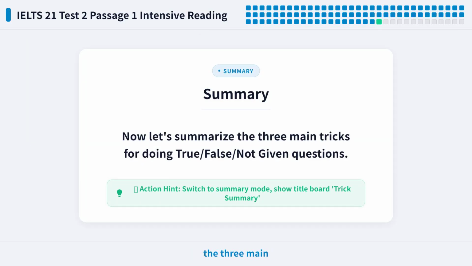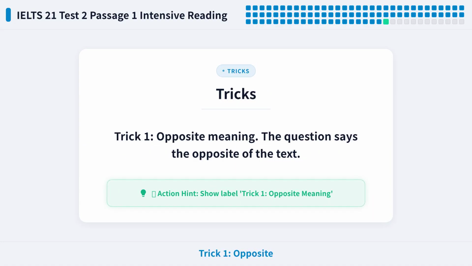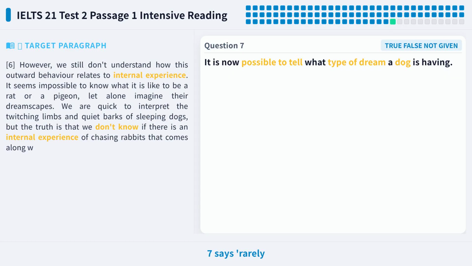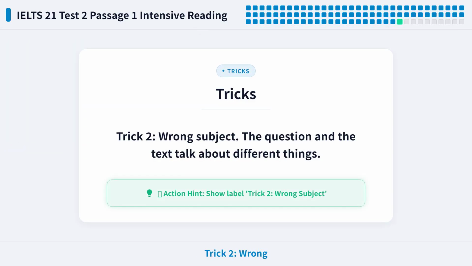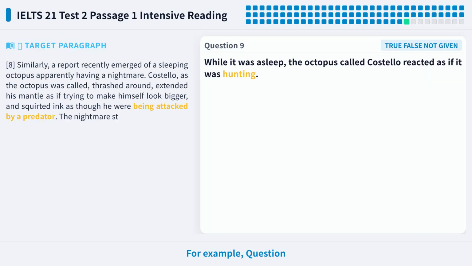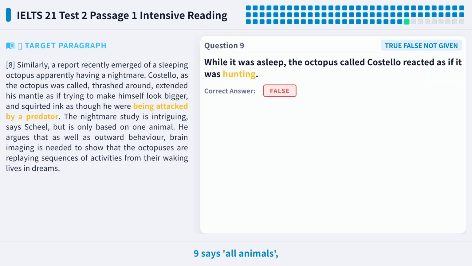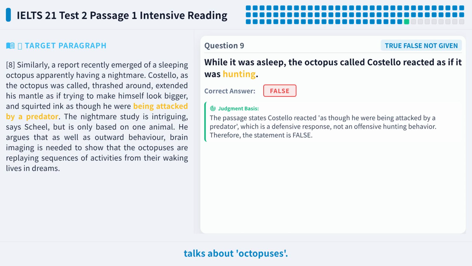So the answer to question 13 is not given. Now let's summarize the 3 main tricks for doing true-false not given questions. Trick 1, opposite meaning. The question says the opposite of the text. For example, question 7 says rarely dream, but the text says often dream. They are opposite. Trick 2, wrong subject. The question and the text talk about different things. For example, question 9 says all animals, but the text only talks about octopuses. Different subjects.